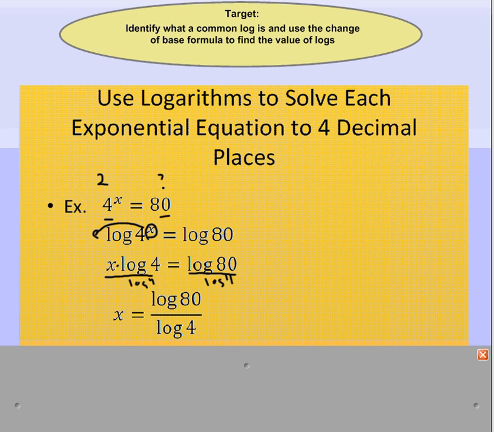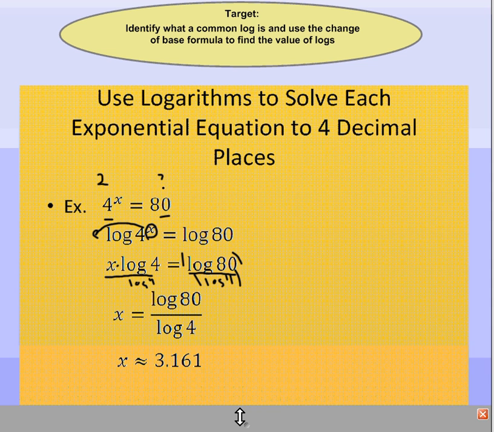Now your calculator can handle the rest. It's like a change of base formula. x equals the common log of 80 divided by common log of 4. Solve that, and we have our value of x, rounded to 3 to 4 decimal places.